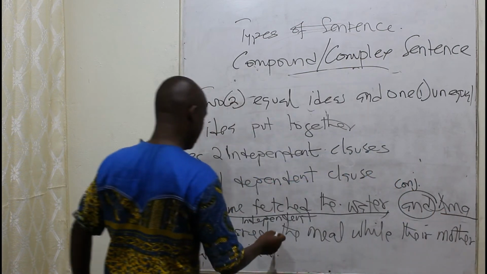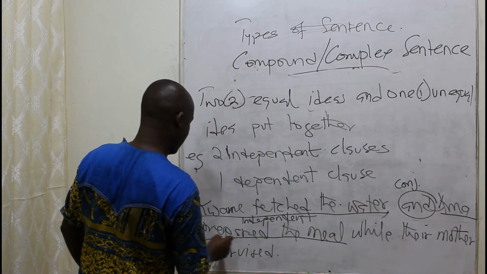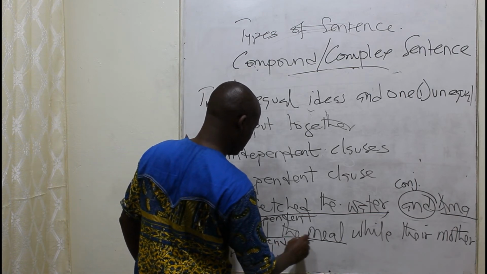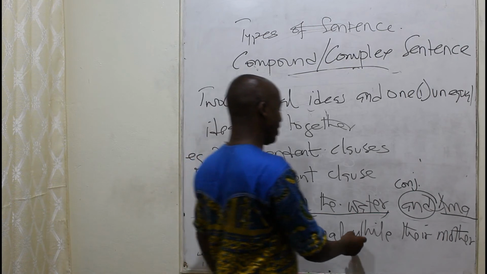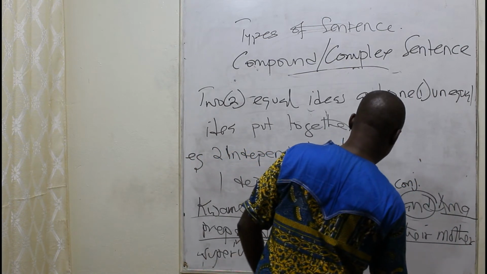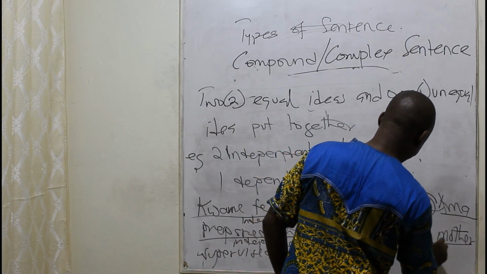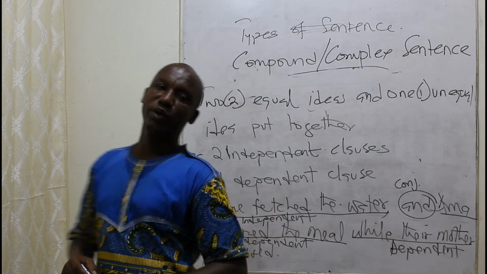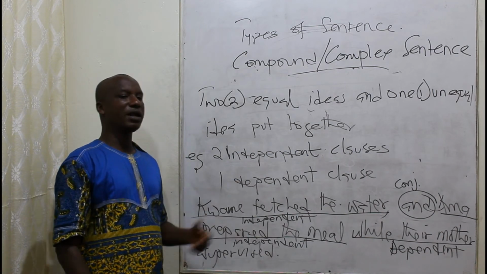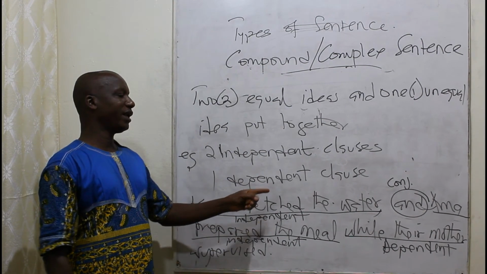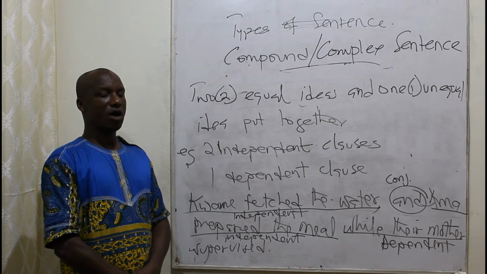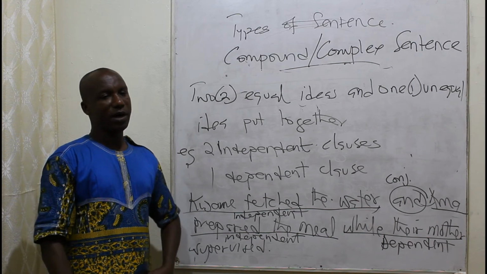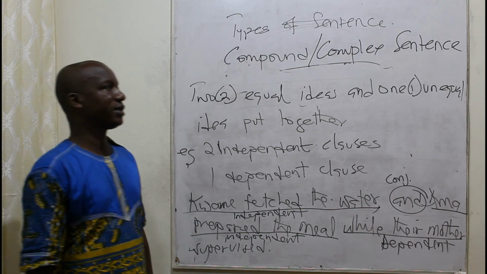Then another independent. And then from here going, while their mother supervised is dependent. So we have two equal ideas and one unequal idea, making it a compound complex sentence.